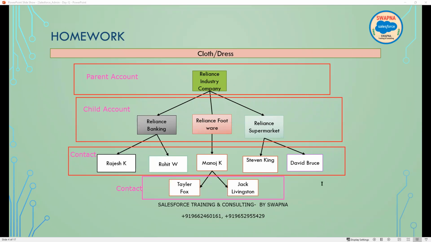But here this contact reports to another contact. They report to this contact. That means when you are creating this record, you need to report to this contact, and the account should be Reliance Footwear. The same thing: Jack reports to Manoj, and the account should be Reliance Supermarket.